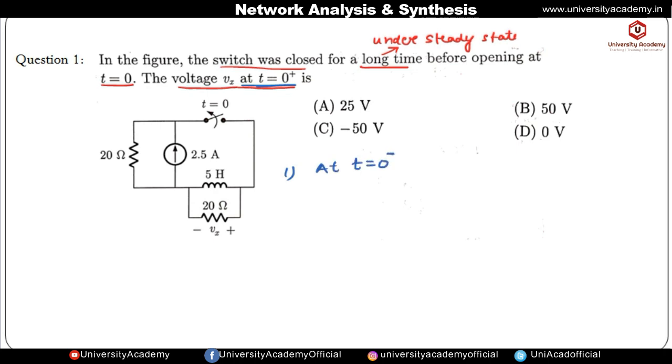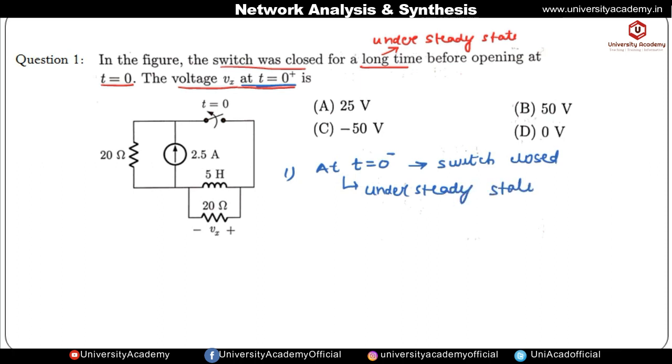It means just before the switching operation. So the switching operation is performed at t is equal to 0, so t is equal to 0 negative. It means for the t less than 0 instant our switch is initially closed. Okay, now the switch is closed and the circuit will be under the steady state.